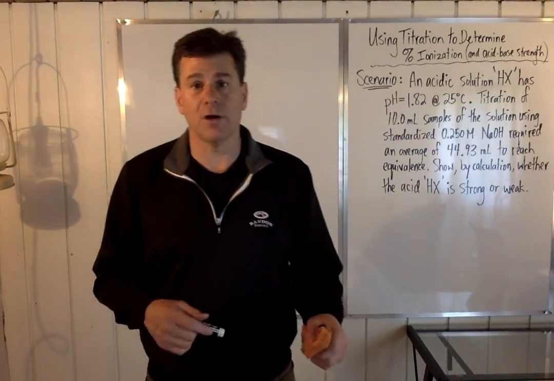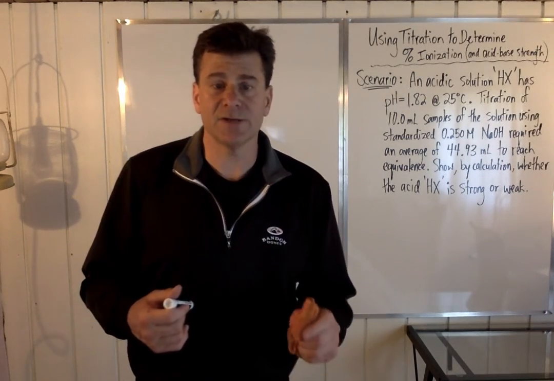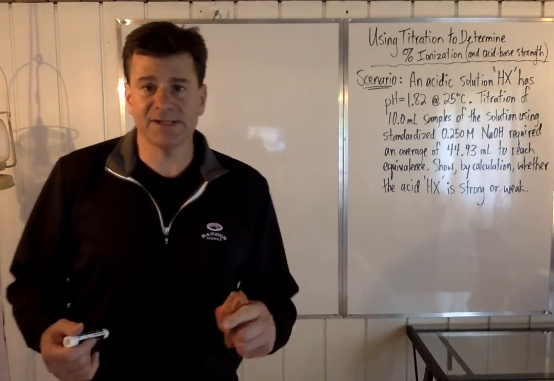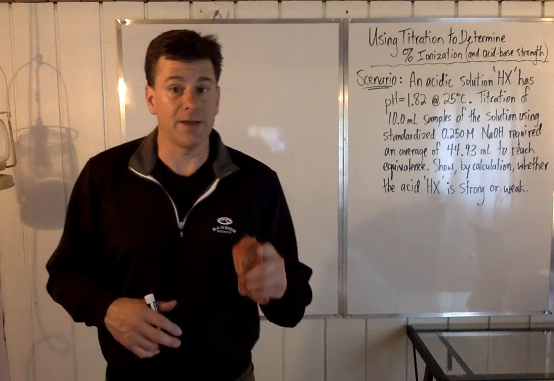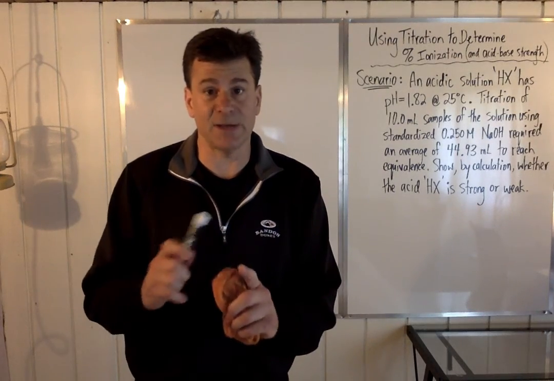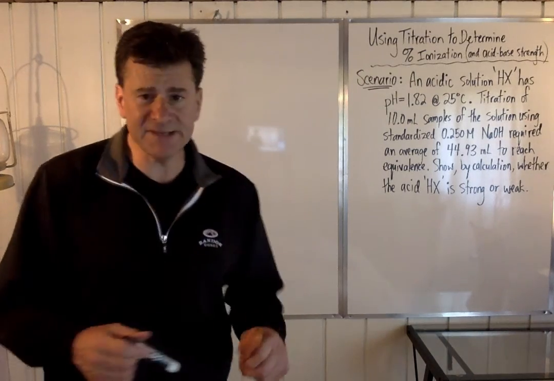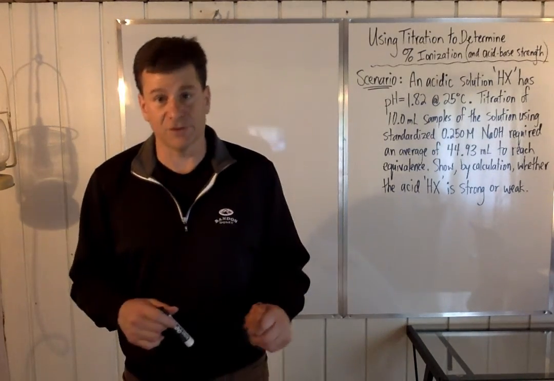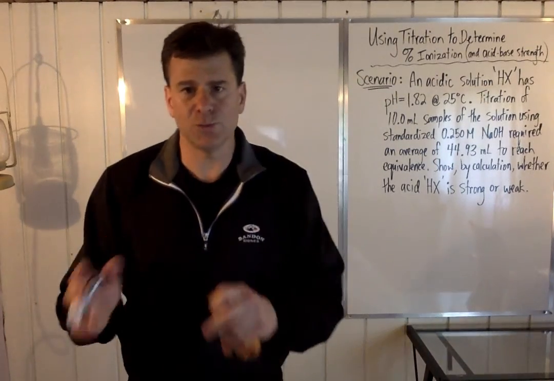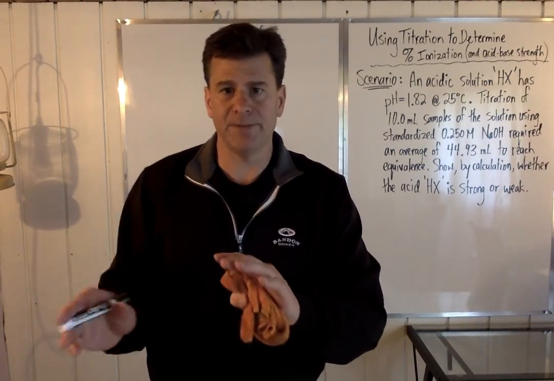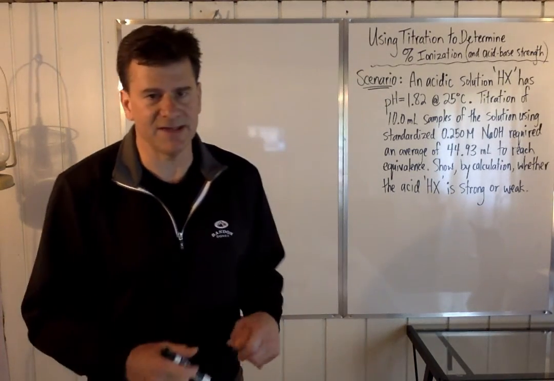Up here on the board, in case it's a little blurry for you, here's the scenario. An acidic solution of HX, the generic formula for a monoprotic acid. Notice it didn't say weak or strong. The solution of HX, a monoprotic acid, has a pH of 1.82 at 25 degrees. 25 degrees is important because at 25 degrees we know something about pH relative to 14. It's typically in there, so might as well get used to that language.